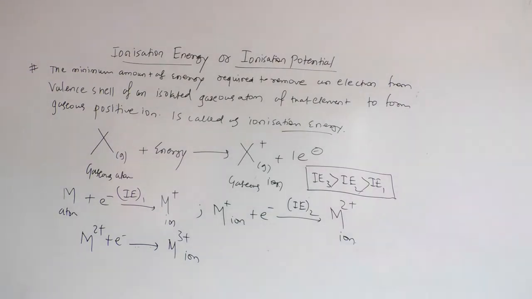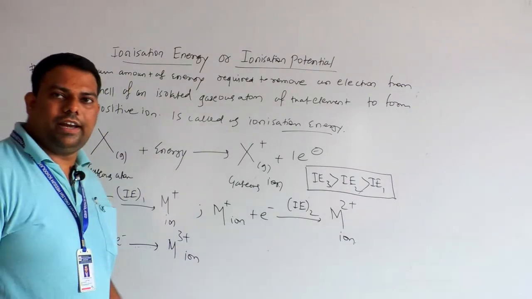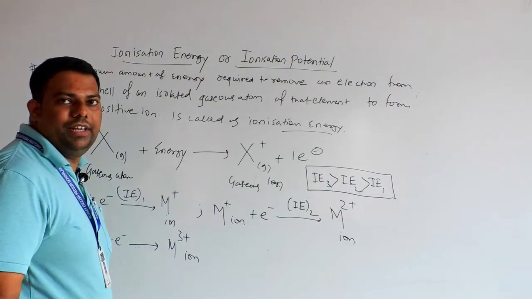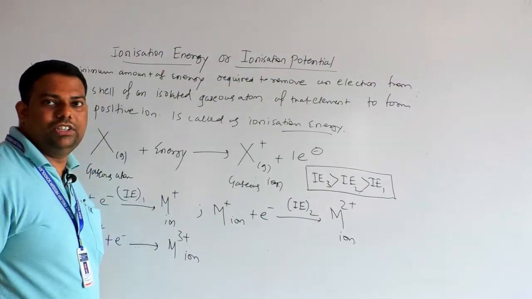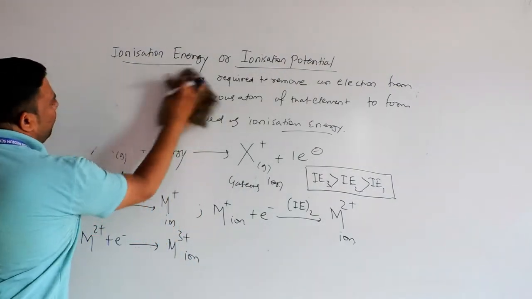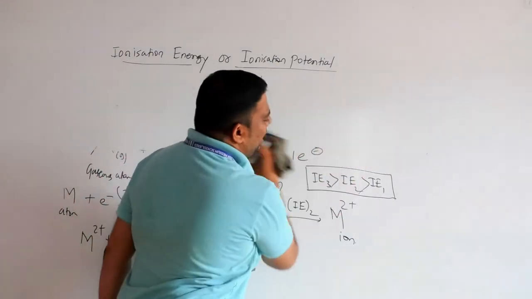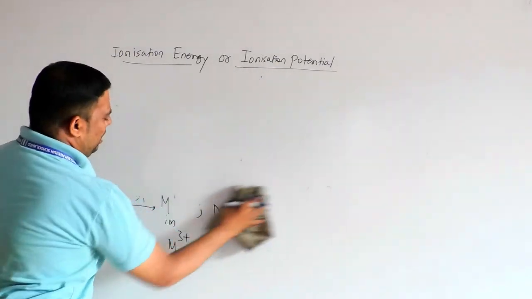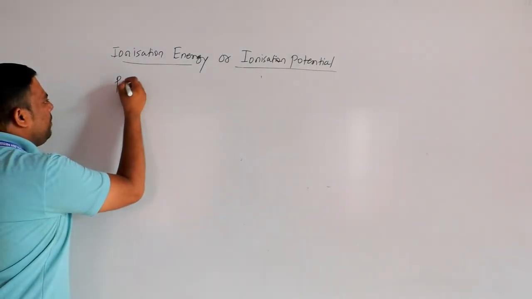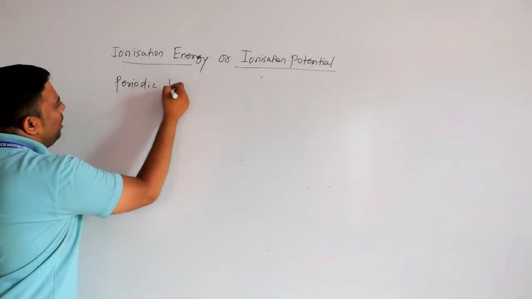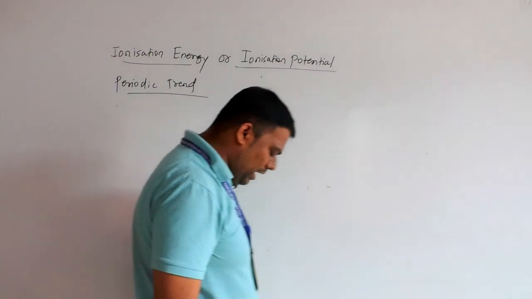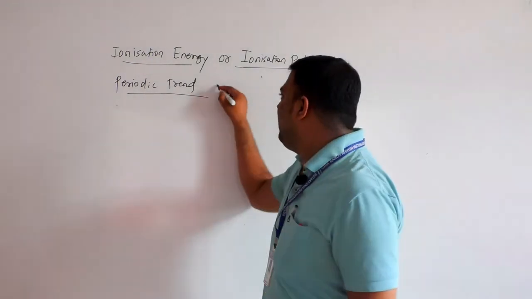Now suppose you are considering the periodic trend of this, like we saw for atomic radius, metallic character, valency also. Like that we will write the important periodic trend regarding your ionization energy or ionization enthalpy. So pay attention to this important periodic trend.